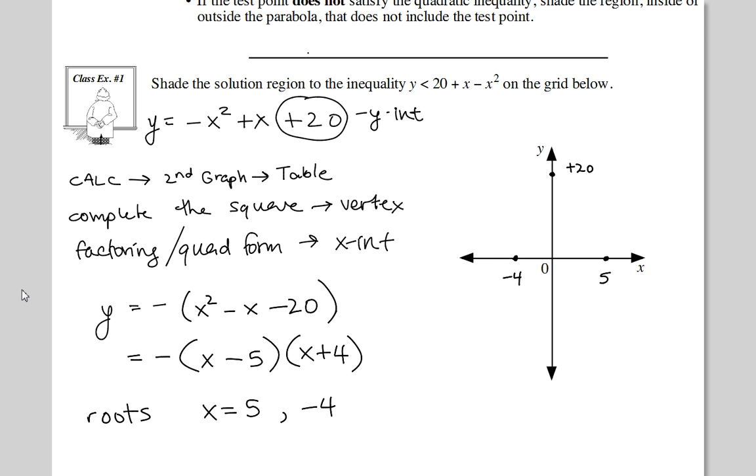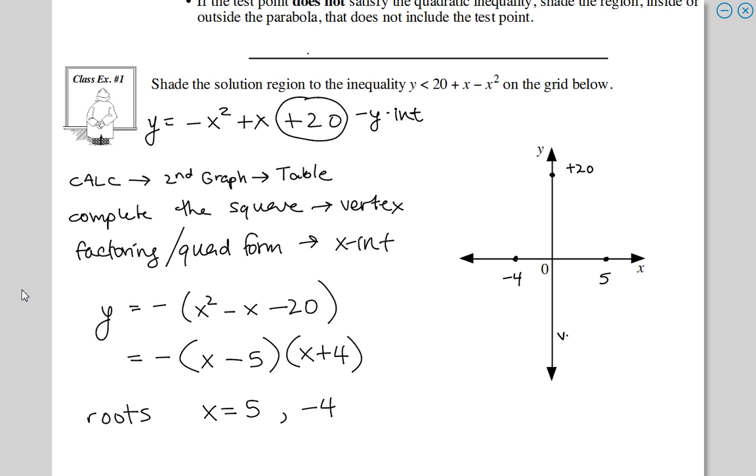Where does the vertex lie? You think it's the y-intercept? No. You know, it might be. I don't think it is.